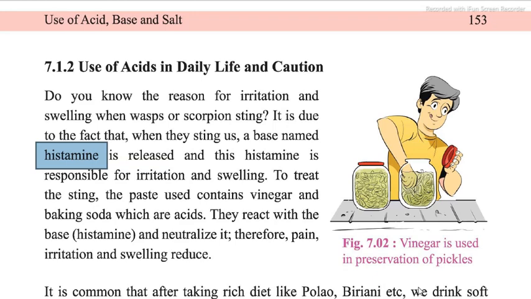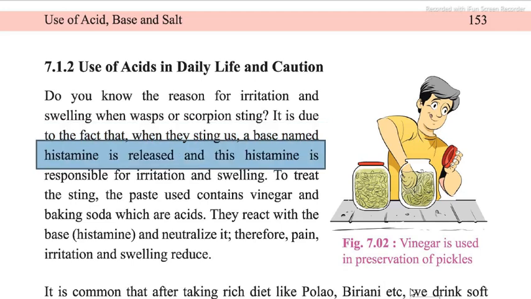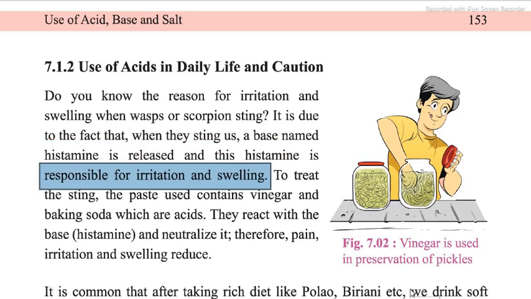Basically, histamine is present in all mammalian tissues and acts as part of the body's immune system in regulating physiological functions and as a neurotransmitter. It's found in virtually all cells of the animal. So what is said? It is due to the fact that when the stingers are bitten, histamine is released, and this histamine is responsible for irritation and swelling.